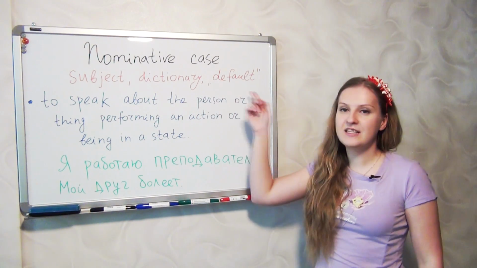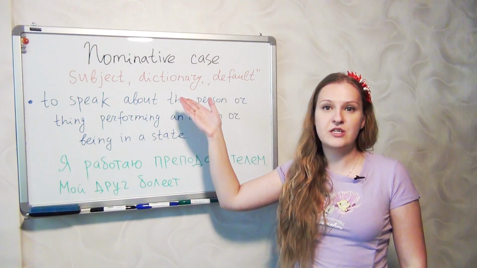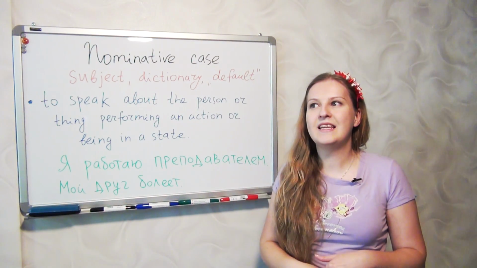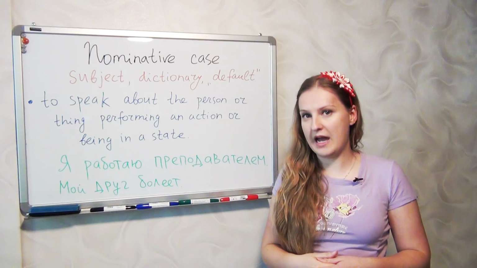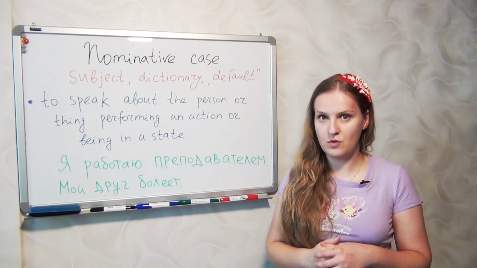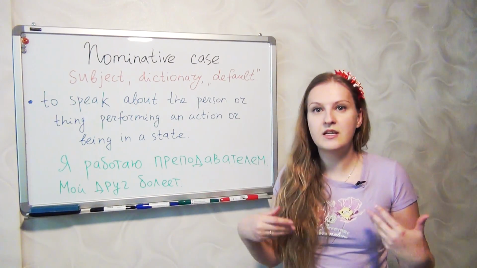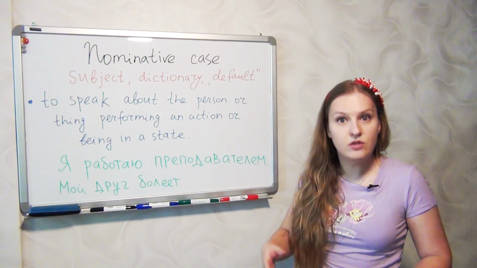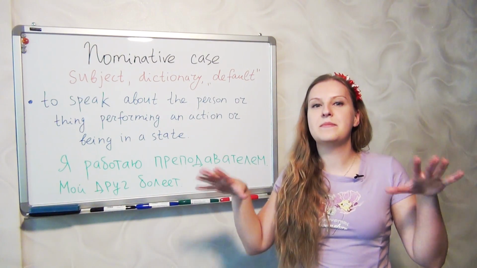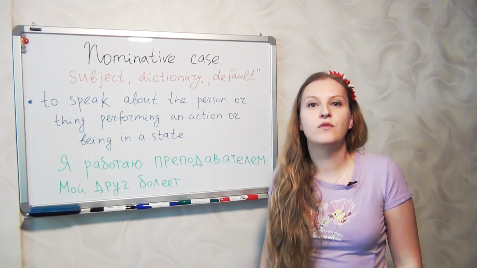And the last one is default. Default is closely connected with the dictionary. The nominative case is a default form or an initial form of a noun, an adjective, a pronoun and so on. So it is the basic form, the default. When somebody gives you some new vocabulary, they give it in the nominative case. So now let's get to some particular functions which the nominative case fulfills.